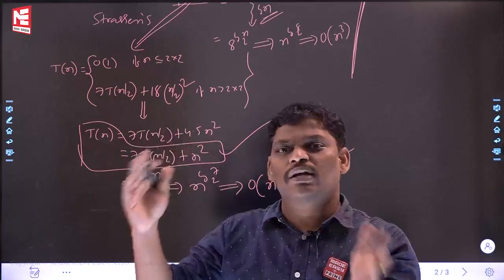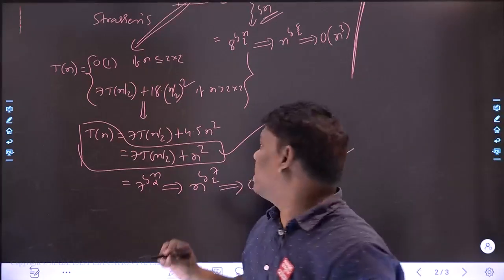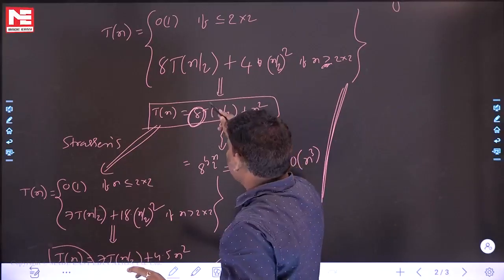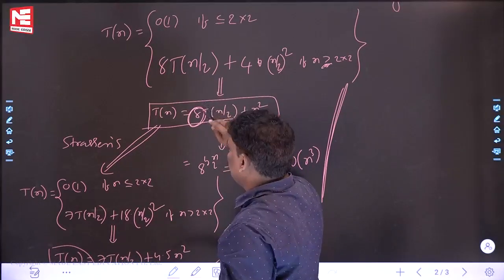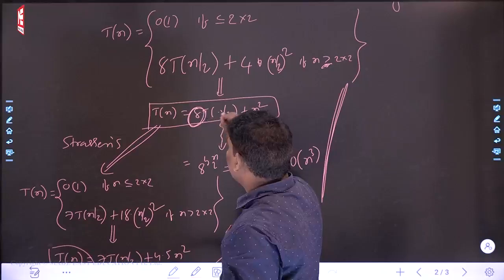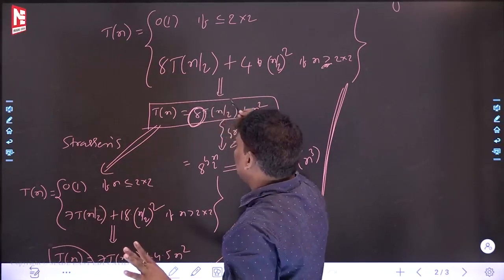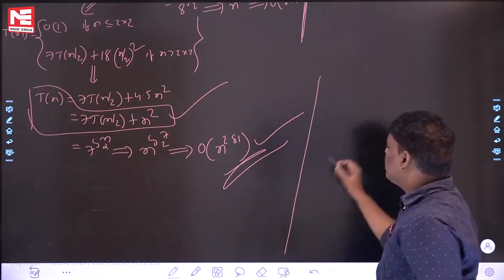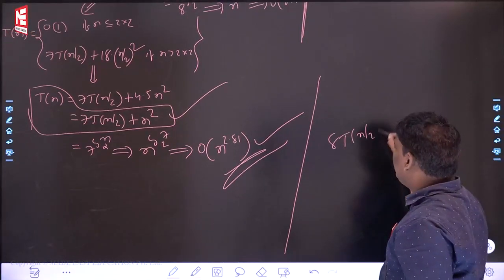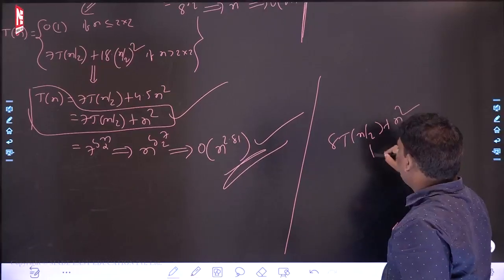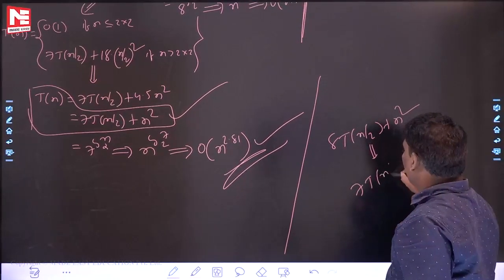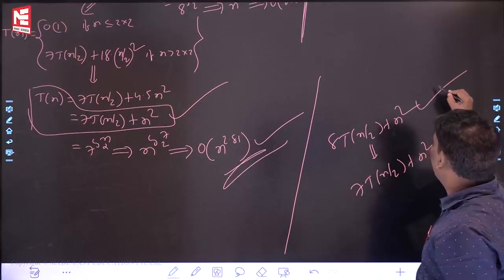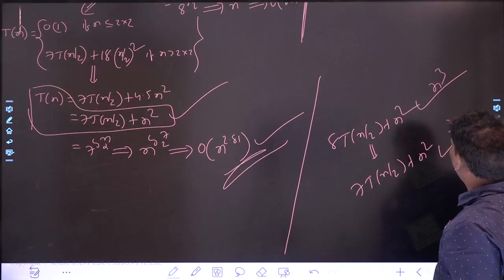Strassen's and divide and conquer are almost the same, you just change one line. According to divide and conquer, what is the recurrence relation for matrix multiplication? 8T(n/2) + n square. For Strassen's, just replace 8 by 7: 7T(n/2) + n square. This is for Strassen's, and that is for divide and conquer. One will give n cube, the other will give n power 2.81.